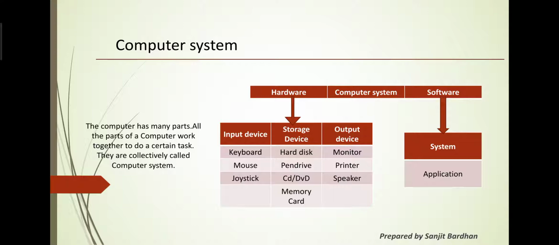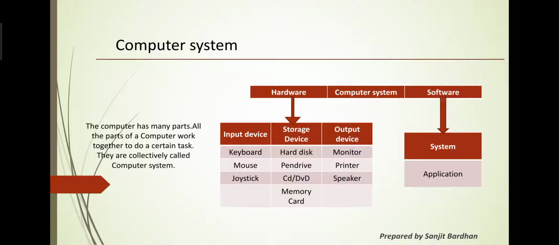computer system. We all need to know about the computer system. The computer has many parts. All parts of a computer work together to do a certain task. They are collectively called a computer system. Now, all of you see a chart which contains different parts of a computer system.